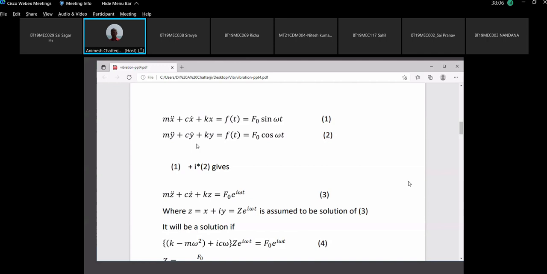I have made a slight mistake here, I should have taken x as cos omega t. I have made so many mistakes. Okay, so we will try to find out Z first, and from Z we will come back to x. Let us see how we can find out Z.